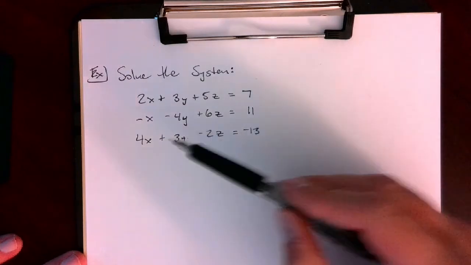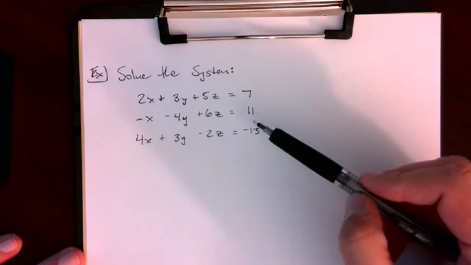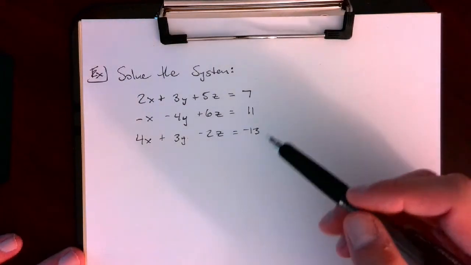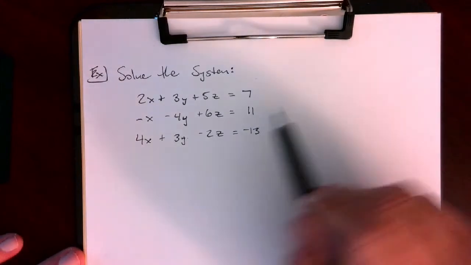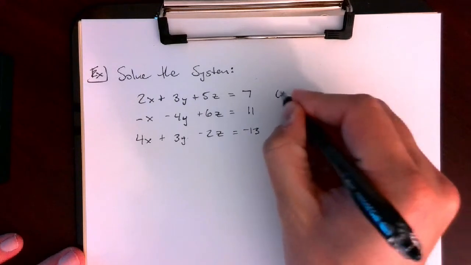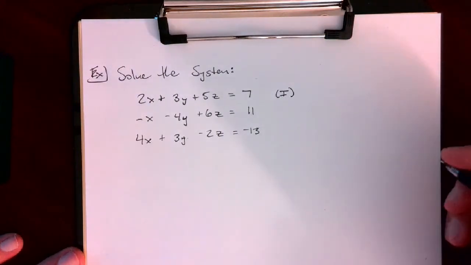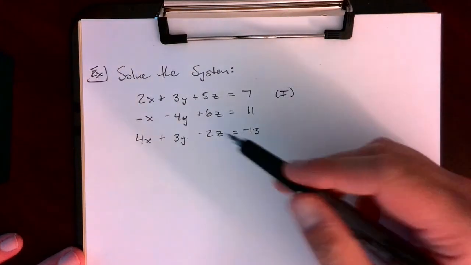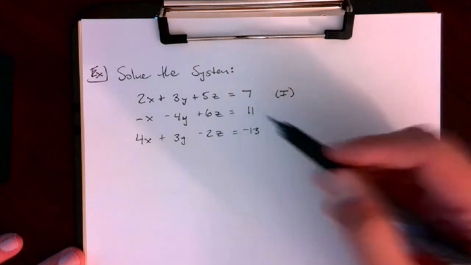Make sure you're very careful about having the correct signs in the correct spots, because if it's not in the correct form, then you won't get the correct answer. So we got 2x plus 3y plus 5z equals 7, and I'll label that with equation 1, the Roman numeral 1, just so I can identify it. Negative x minus 4y plus 6z equals 11.